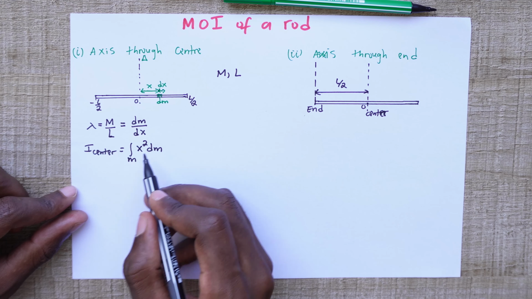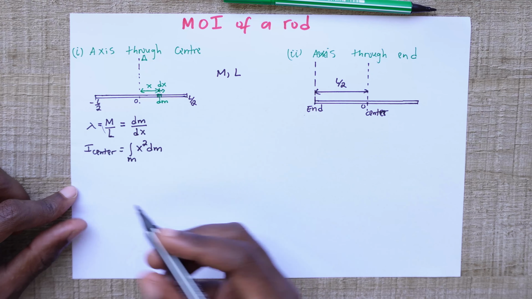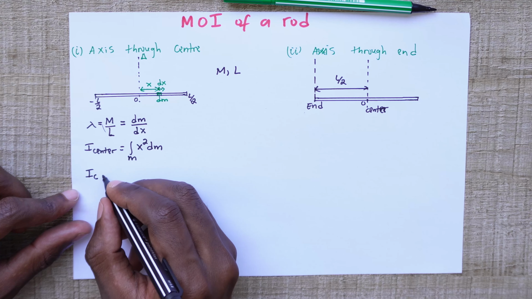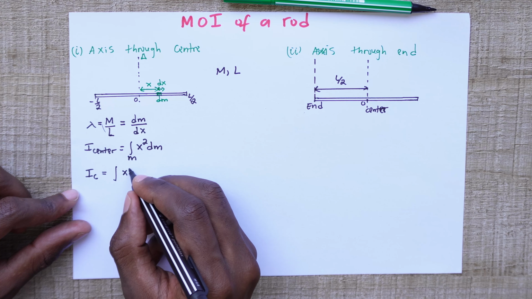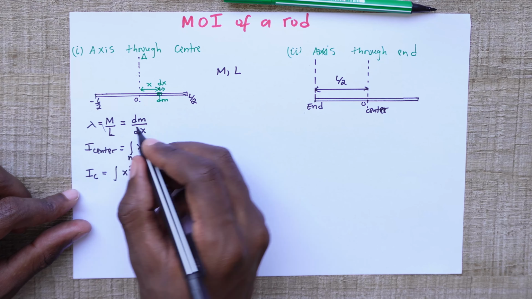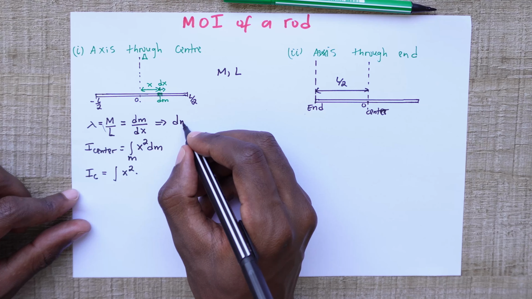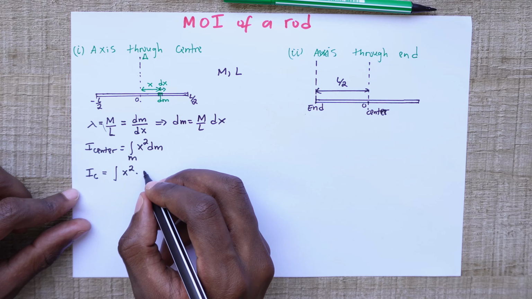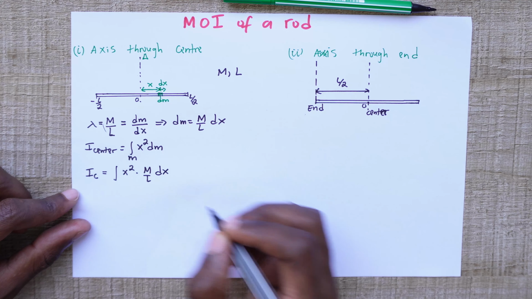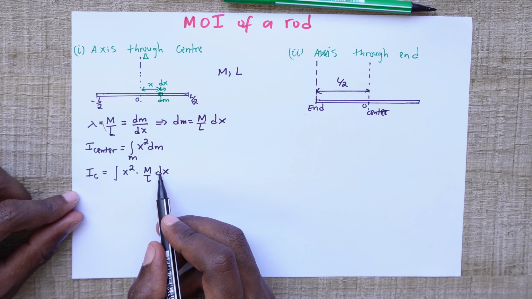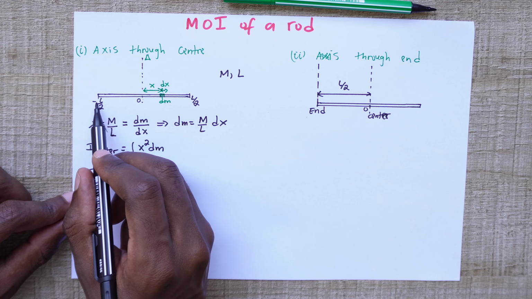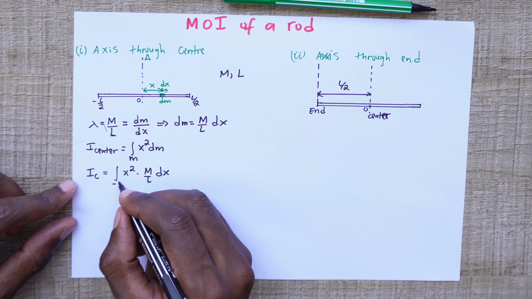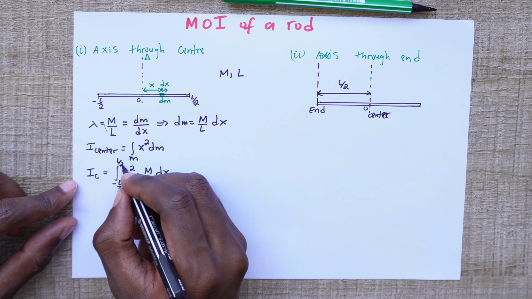But then we can replace the expression of dm from here. So I center, I'll just call it IC, is going to be the integral of x squared times dm. We can isolate dm here. That's going to be M over L dx. So we replace that here, and we have M over L dx. And then we do that for values of x ranging from negative L over 2 to L over 2 in order to generate the whole length of the rod.